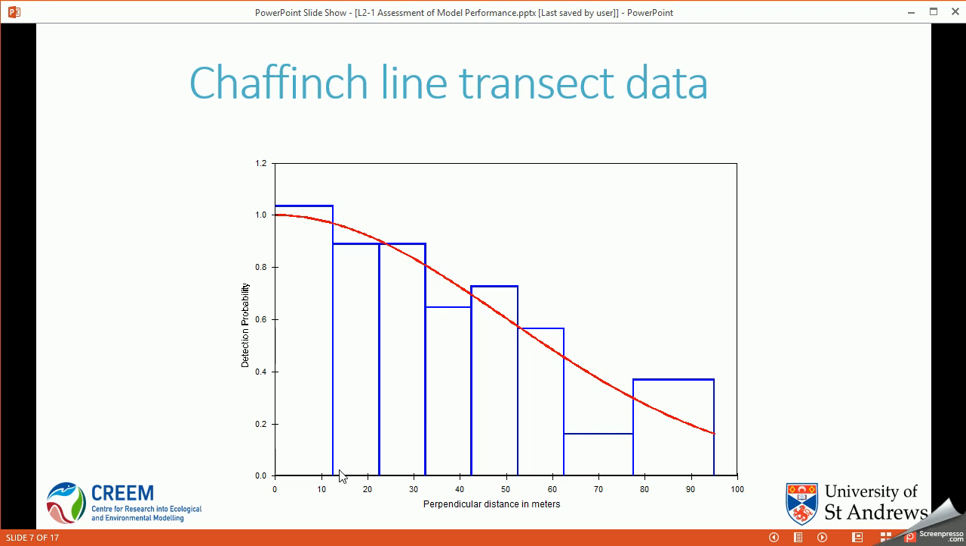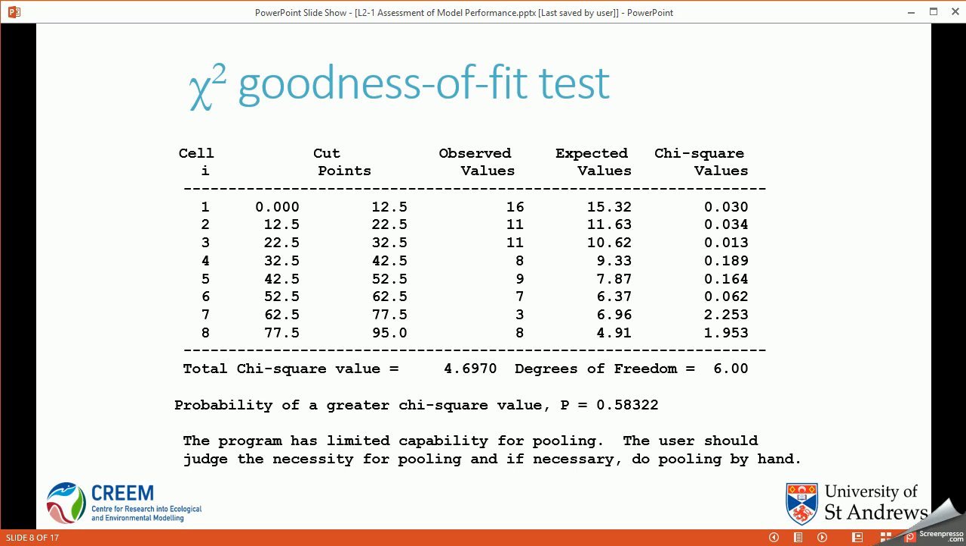The other thing to notice briefly is that this interval here is about at 12.5, this one is about at 22.5, and so on. And the reason that I mention that is because the output you get out of Distance from doing this chi-squared test looks like this. So it has the cells here. We've got 8 cells, as in the histogram, and it has the left hand and right hand cut points of each cell. And there's the 12.5, there's the 22.5, etc.